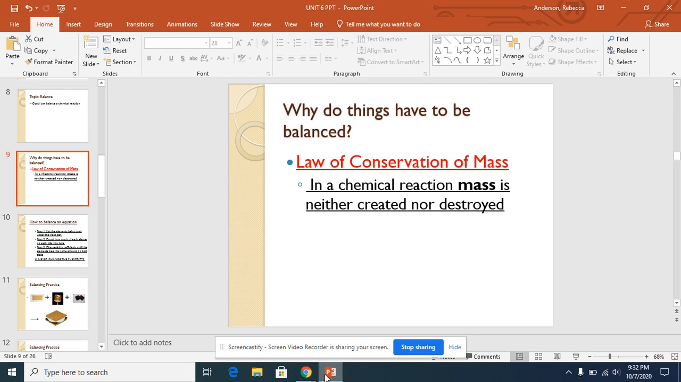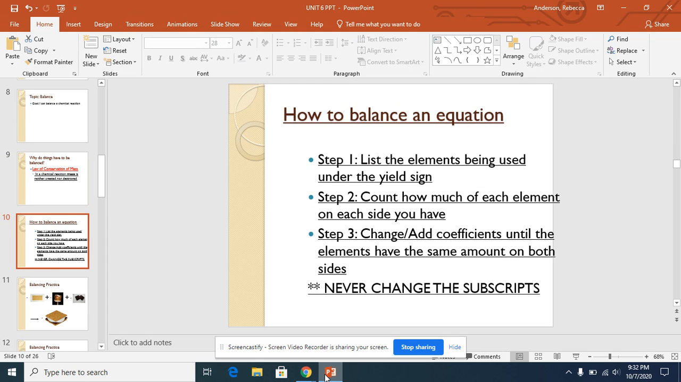So why do we even have to balance? Why is this even a thing? Well, that's because of the law of conservation of mass. In a chemical reaction, mass cannot be created or destroyed. So in order to get the compounds or the reactants that we use, it has to be balanced because things can't just disappear and can't just come out of nowhere. So that is why chemical reactions have to be balanced. So how to balance an equation.